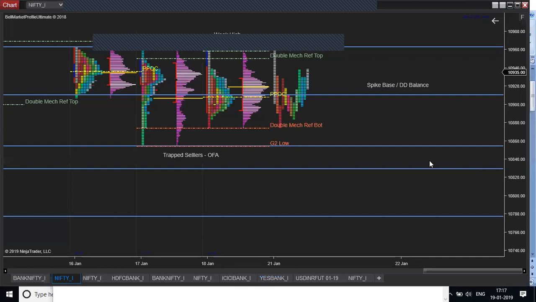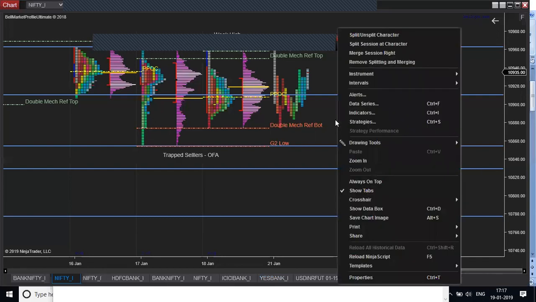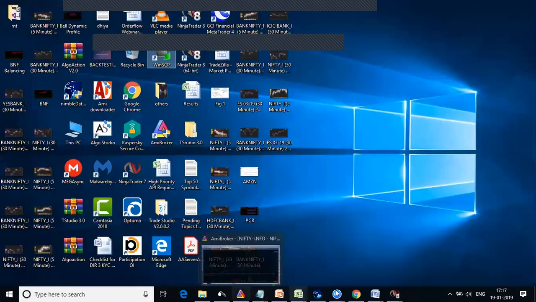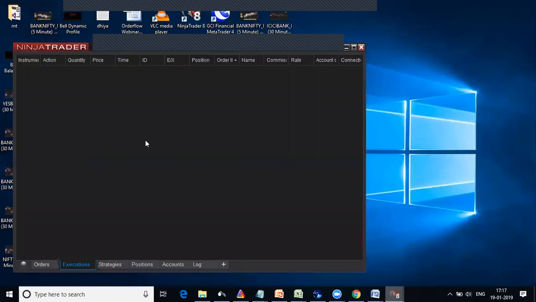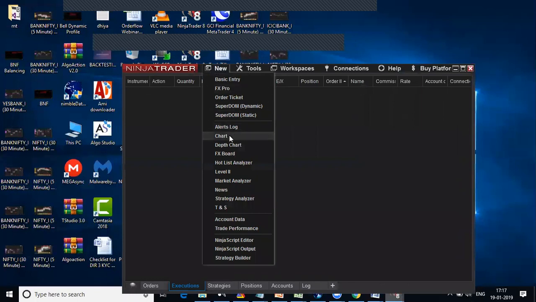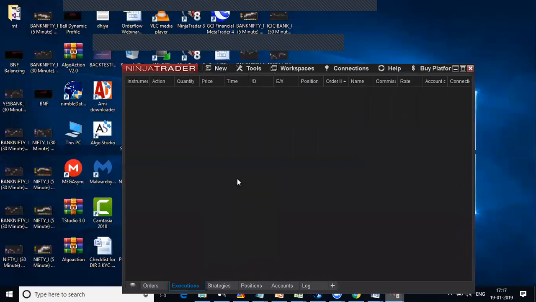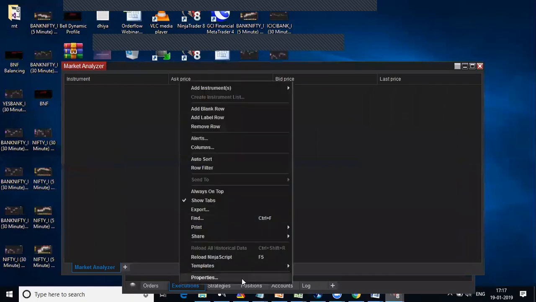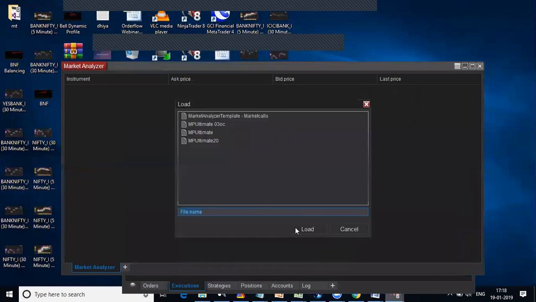So these are the key reference levels, and you can also get the same thing in the scanners as well. How to get the scanner is pretty easy. You have to go to new market analyzer, and then add the templates. Mostly Bell Global will have a template for market analyzers. So let's say MP Ultimate Pro, I think 3rd October. We'll try that.